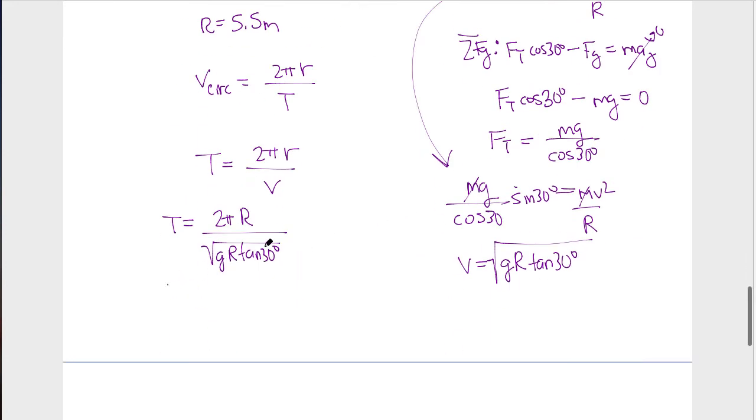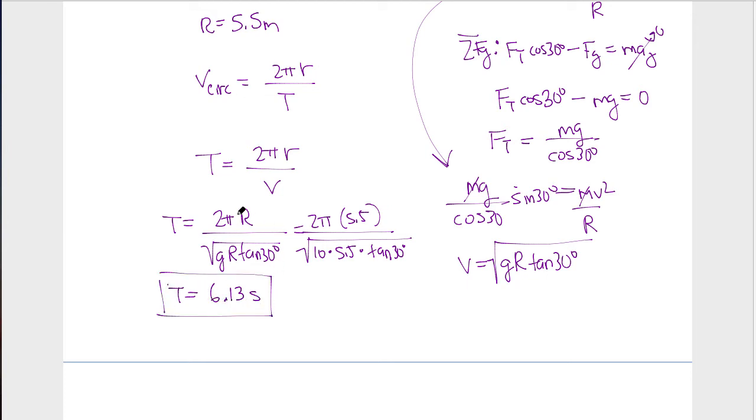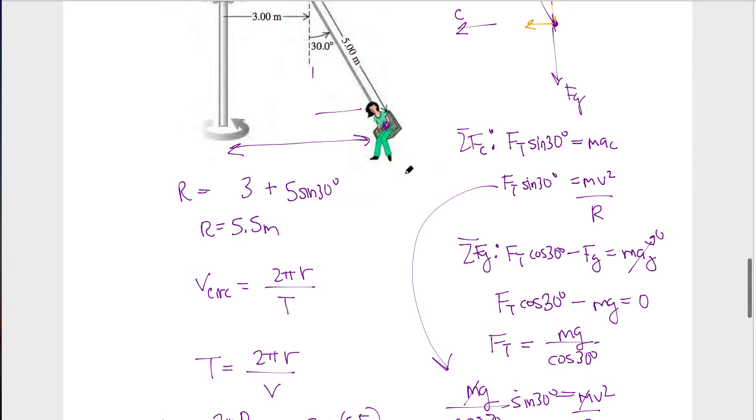So if I substitute all of this, I have 2 pi times 5.5 over the square root of 10 times 5.5 times the tangent of 30, all square rooted. And my period is going to be, with a little calculator magic, 6.13, and that's going to be in seconds. So this is my period. So this is all the work for part A.